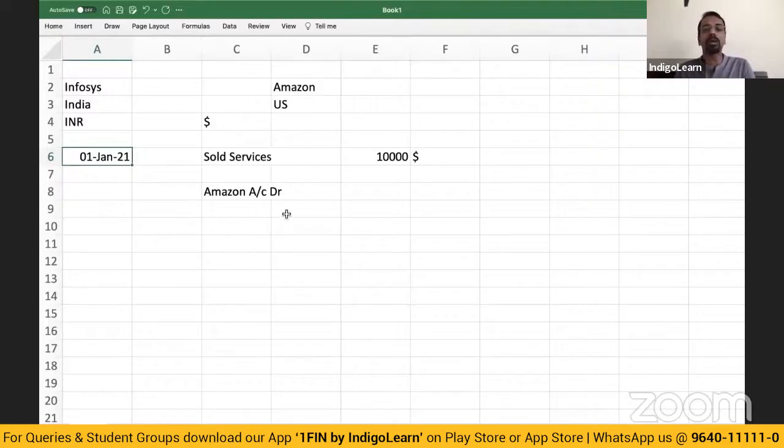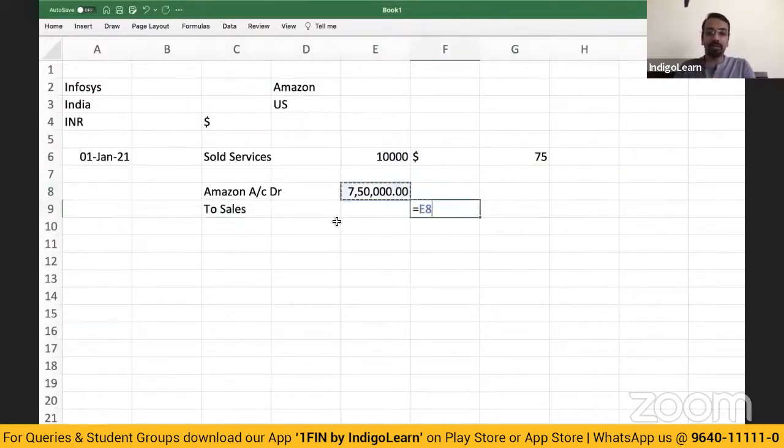So on this date, whatever the rate is, at that rate you will book this transaction. Assume for a moment that on this date the exchange rate, that is, the amount of rupees you will get when you sell $1, is 75. So what is the value? 10,000 multiplied by 75, you get 7,50,000. Amazon account debit 7,50,000, to sales 7,50,000. Done.